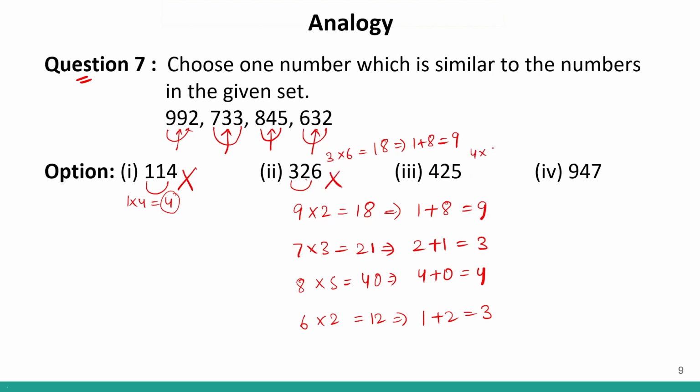425. So 4 into 5 will give me 20 and 2 plus 0 should give me 2, which is given over here. So this one follows the logic. Let us check for fourth also. So 9 into 7 will be giving 63 and 6 plus 3 should give me 9, not 4. So this one also does not follow the logic. Only option number 3 follows the logic, which is the correct answer to this question.